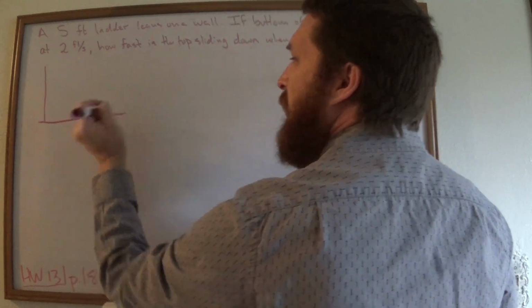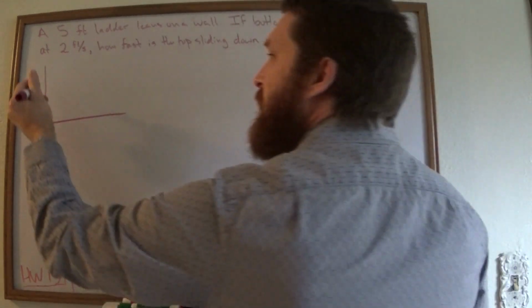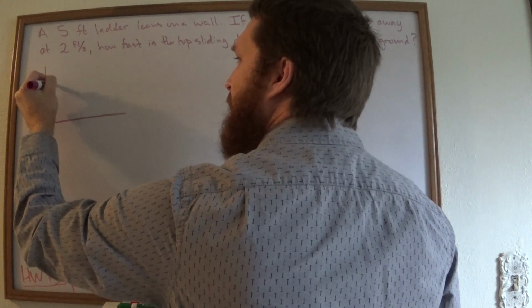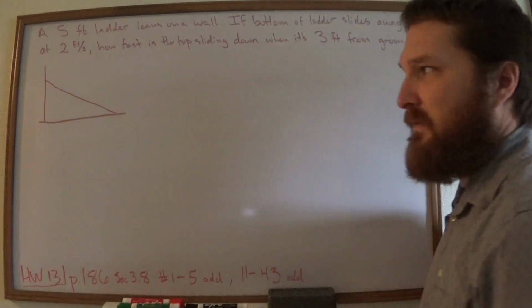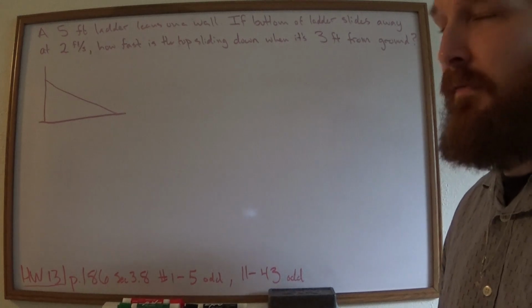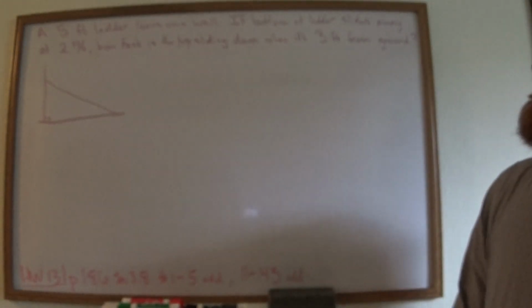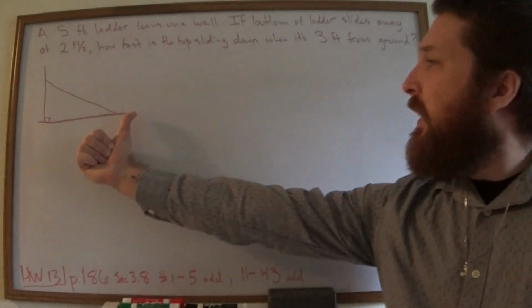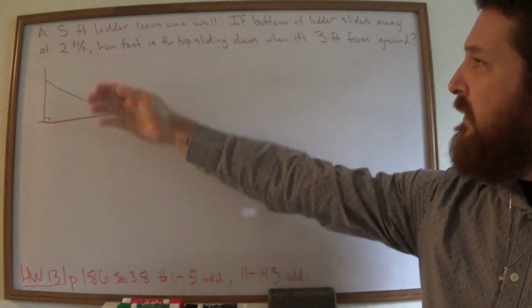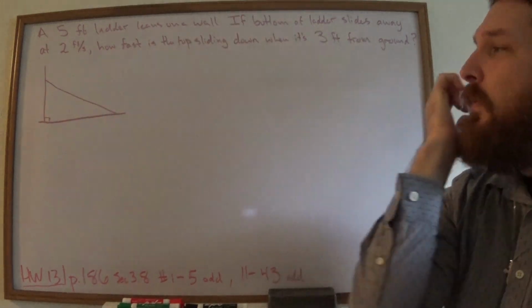So there's your wall, there's your ground. You have a 5-foot ladder that's sliding down a wall, so something like this. That looks like a right triangle, doesn't it? Maybe that'll have something to do with it. So, 5-foot ladder leans on a wall. The bottom of the ladder is sliding out. The top is going down.